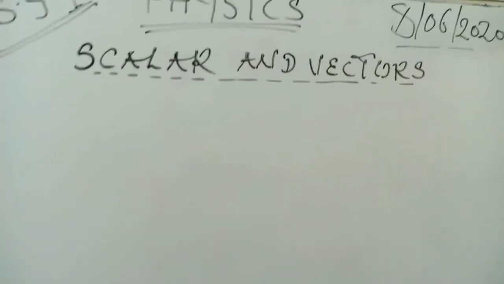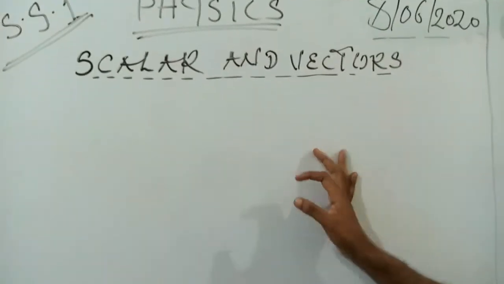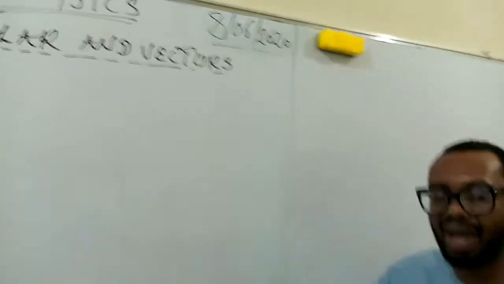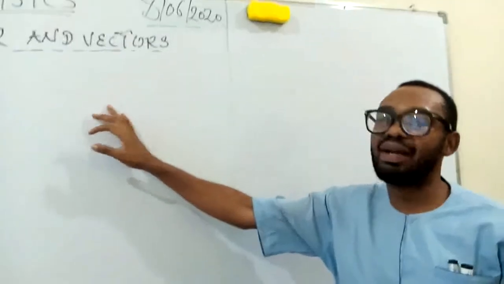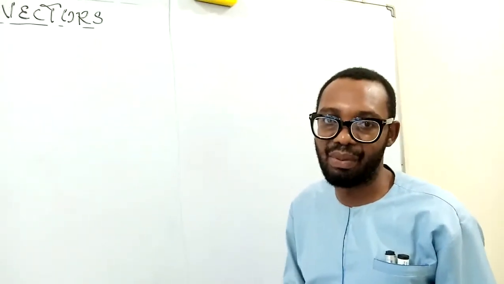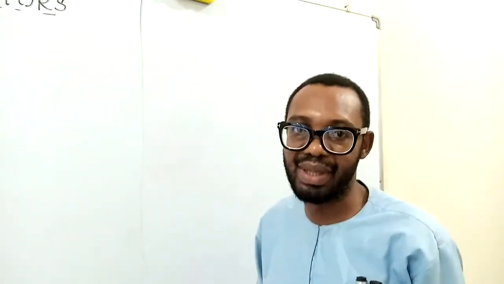We didn't exhaust this topic the last time we met, on scalar and vectors. So briefly, I'm going to do a recap of what we did the last time, because we started by defining scalar and vectors. You know what scalar is and what vector is, right? Scalar quantities and vector quantities as well.